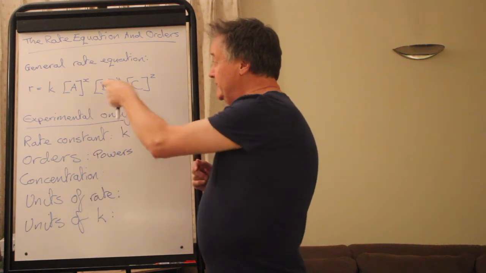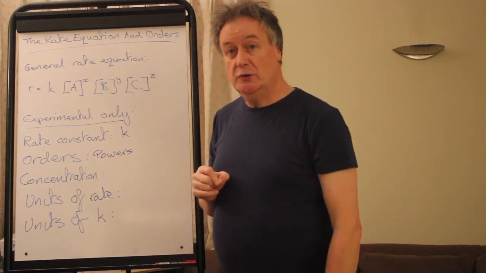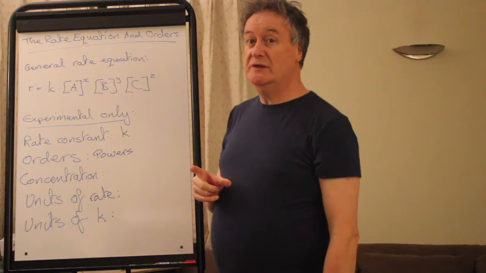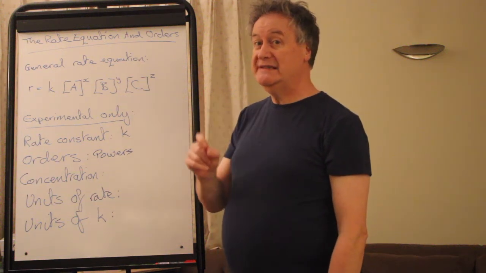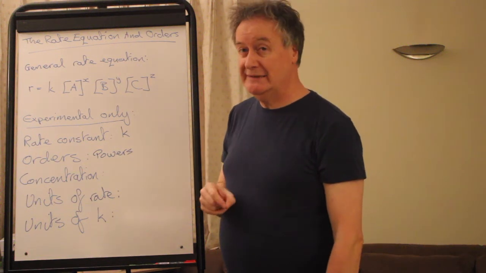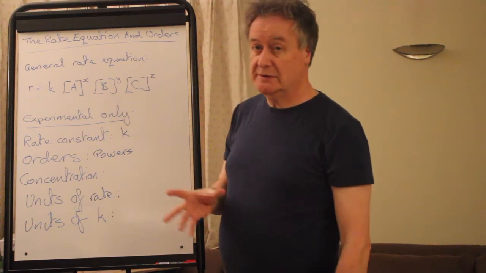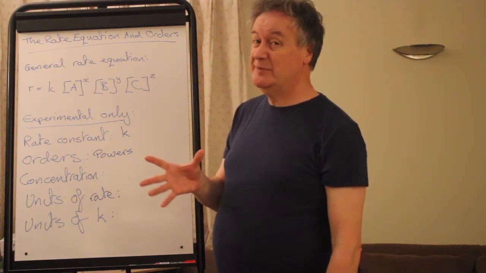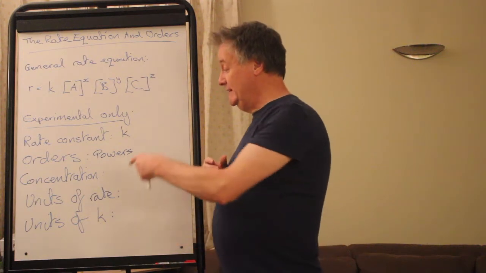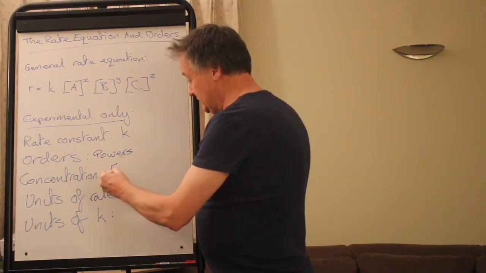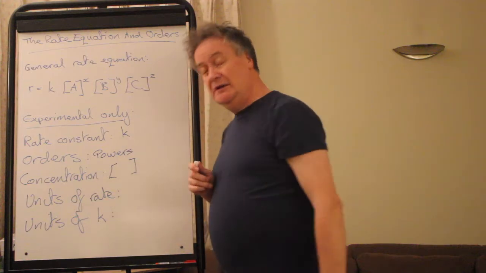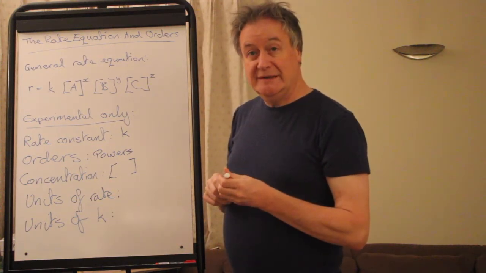So the powers, the x, y and the z, are called the orders. Usually you find the orders are 0, 1 or 2 in A-level questions. That's because of the nature of the types of questions that you're going to get. It is sometimes bigger, but not very often. Concentration is just that expression of the chemical in square brackets.